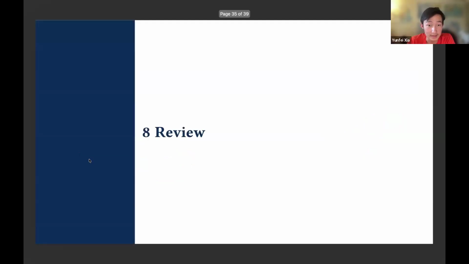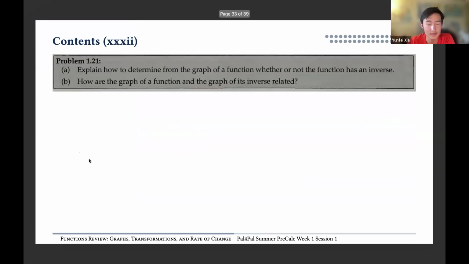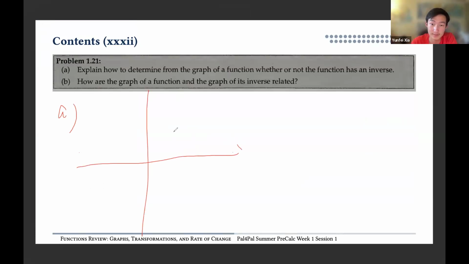Let's see how many problems do we have in this. Explain how to determine from the graph of a function whether or not the function has an inverse. Okay, you guys already said it. Pass the horizontal line test. For example, this one does not have an inverse because you can draw this line, and this line intercepts the function at multiple points.